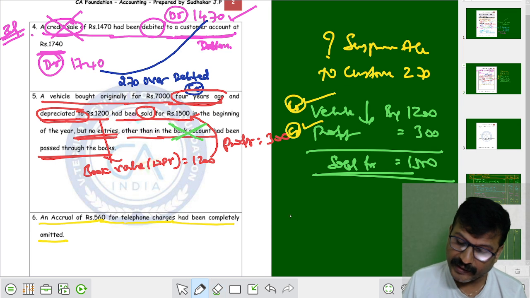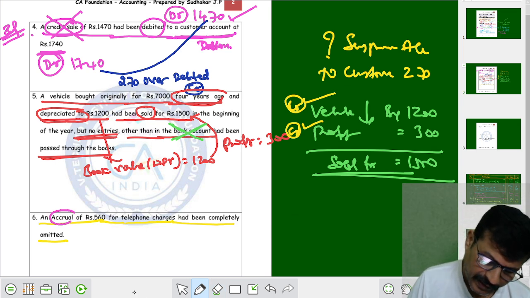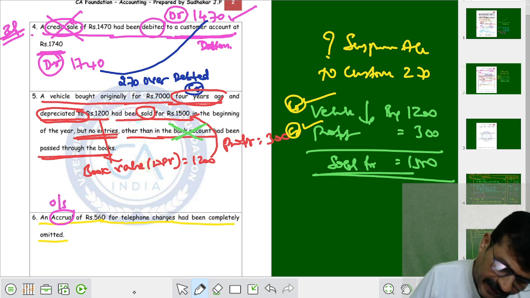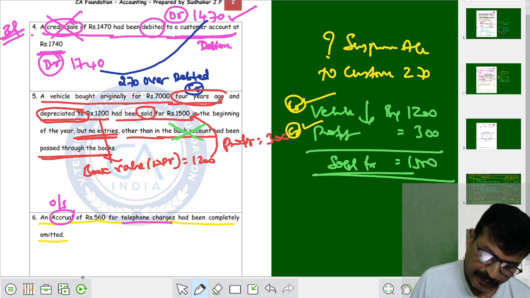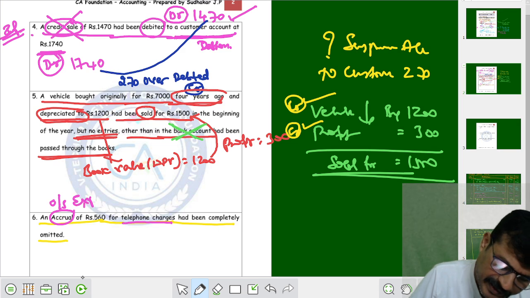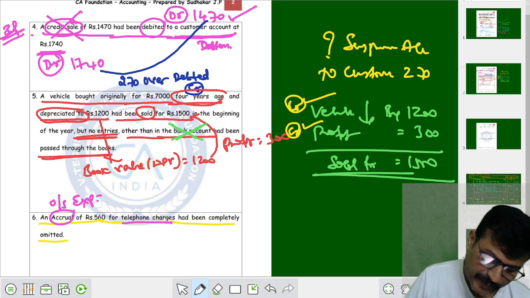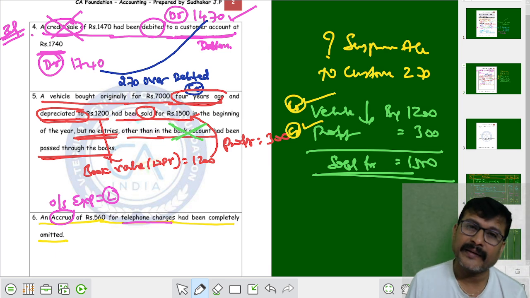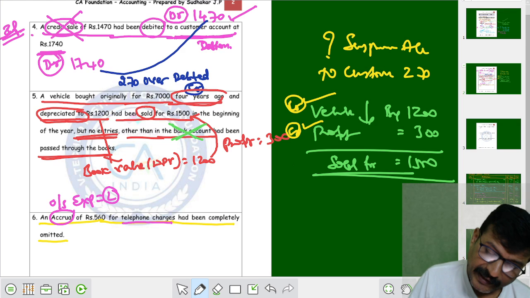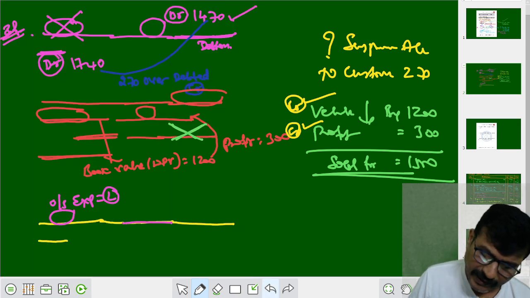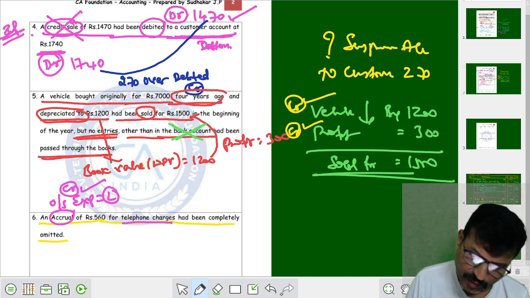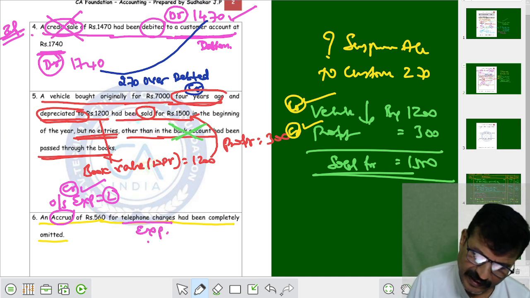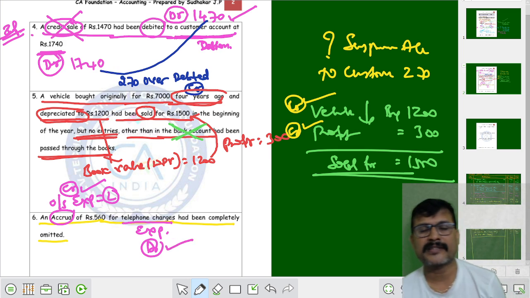See my dear student, here he is telling accrual. Accrual means outstanding. Outstanding of what? Telephone charges means it is an outstanding expense. Outstanding expenses means it is a liability. What to do with the liability? Liability is to be credited, correct. Telephone charges means expenses. Expenses is to be debited, correct.